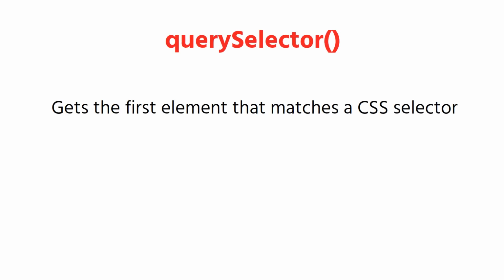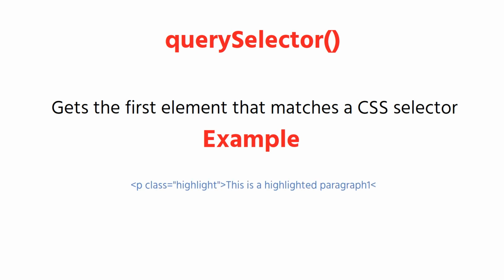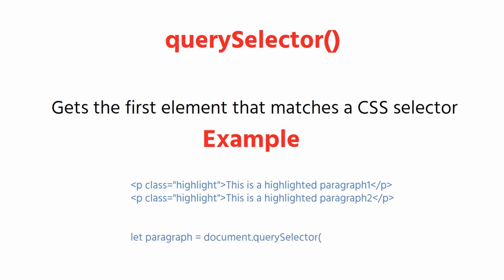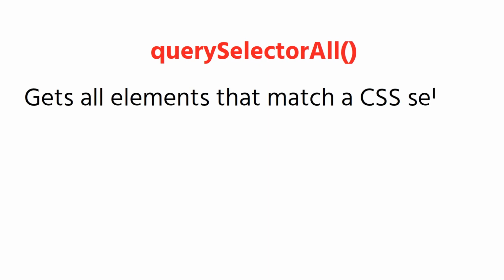querySelector gets the first element that matches a CSS selector. querySelectorAll gets all elements that match a CSS selector.